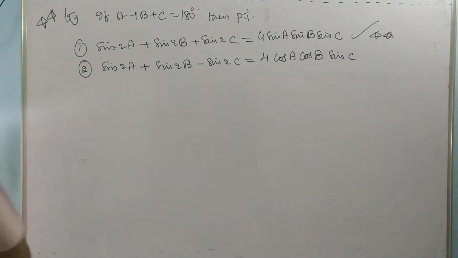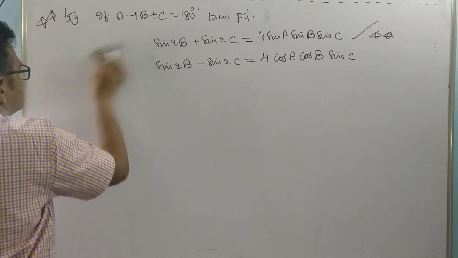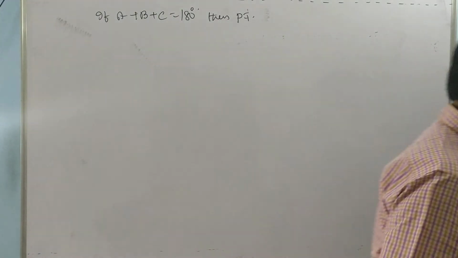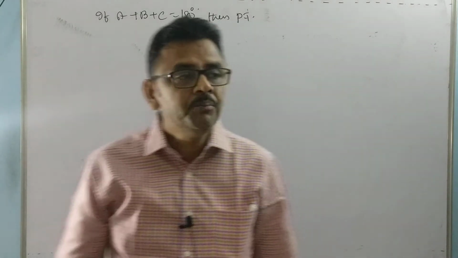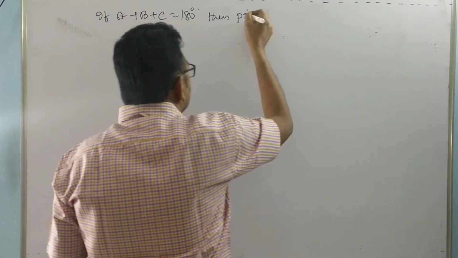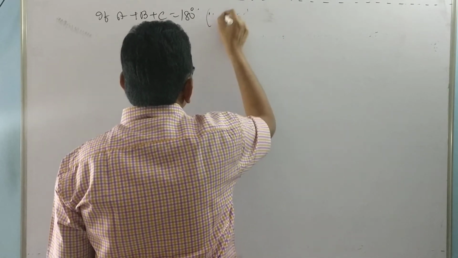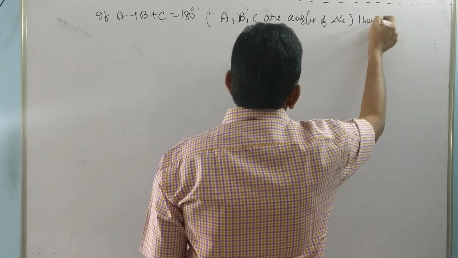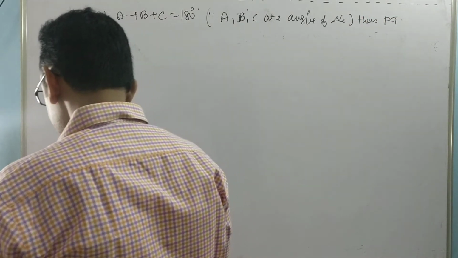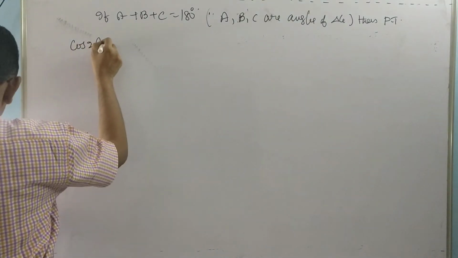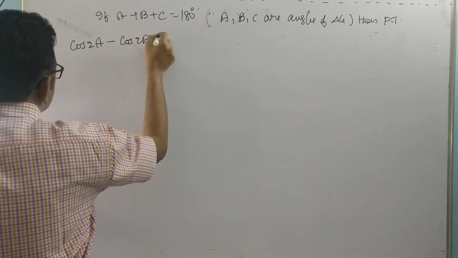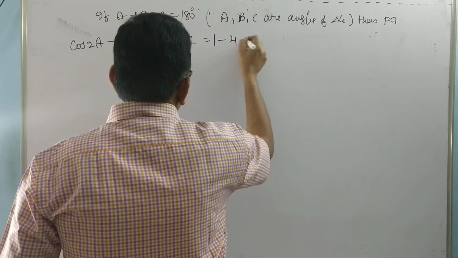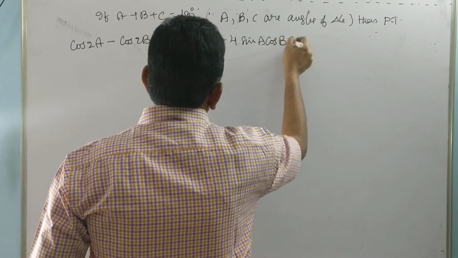Next one, if A plus B plus C equal to 180 degrees, or A, B, C are the angles of a triangle, then prove that cos 2A minus cos 2B plus cos 2C is equal to 1 minus 4 sin A cos B and sin C.